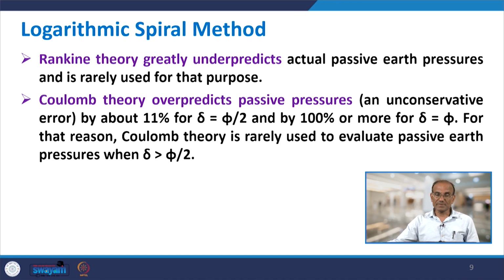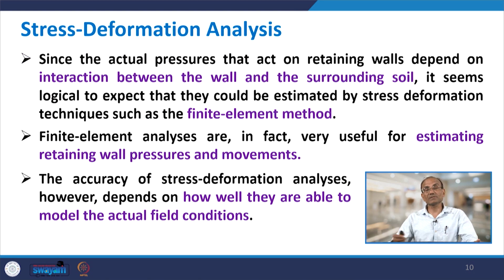Rankine theory greatly underpredicts actual passive earth pressure and is rarely used for this reason, because it is underestimating, while Coulomb theory overestimates, and this overestimation is unconservative. It overpredicts passive pressures by about 11% for delta equal to phi by 2, and about 100% if delta equals phi. So, the Coulomb theory error compared to the logarithmic spiral depends on the delta value. For a low value of delta, the error is small, but for a high value of delta the error is large. So, this was about the logarithmic spiral method.